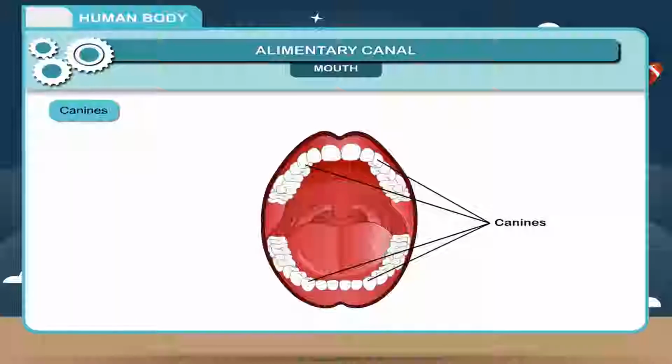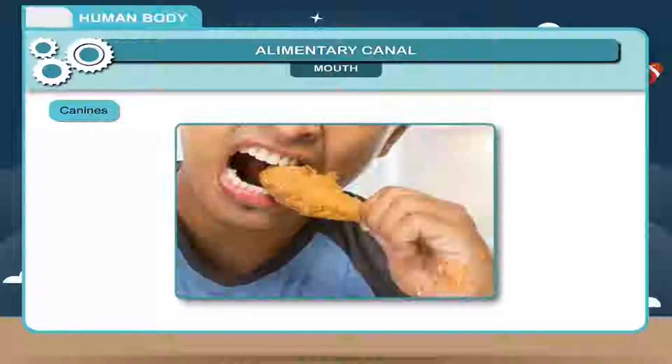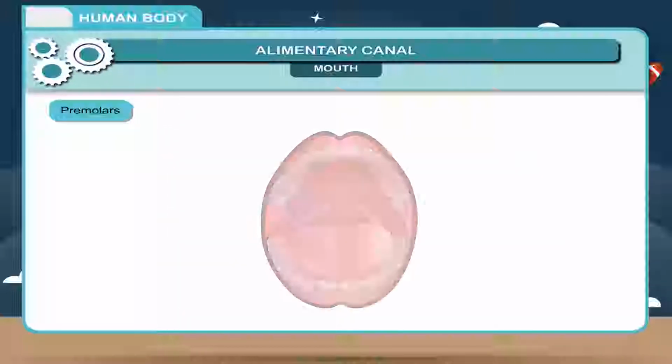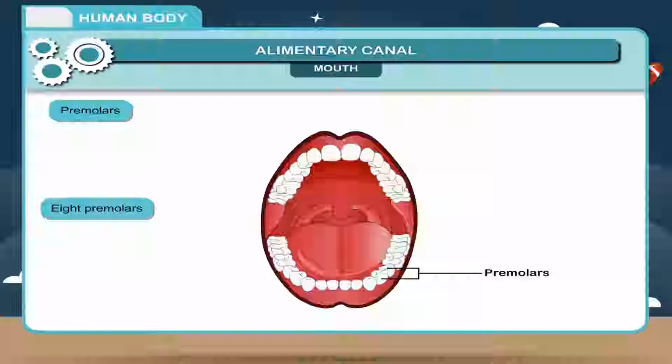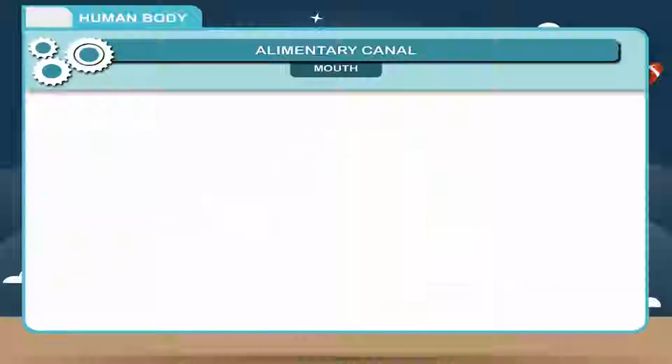Canines. There are 4 canines in all. Each is located adjacent to the incisors. There are 2 canines in each jaw, and their primary role is to tear the food. Premolars. Behind the canines are 2 sets of premolars. In all, there are 8 premolars, 4 in each jaw. They are flat-topped teeth. Their main function is to grind and chew the food.